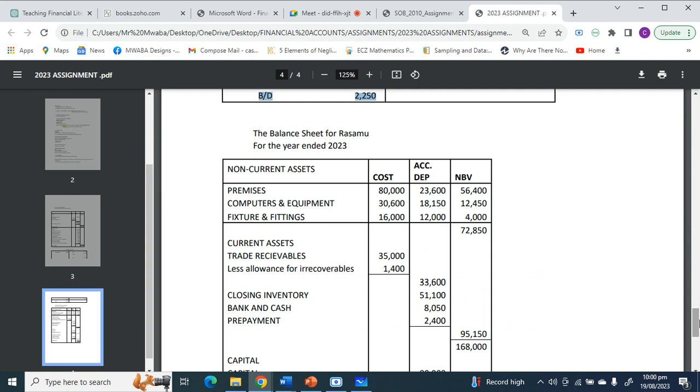So we begin with the balance sheet. We're going to list our non-current assets first. You have three columns. You have the cost, accumulated depreciation, and net book value. Colleagues, where are these values coming from? This 23,6, 18,150, and 12,000. Where are they coming from?